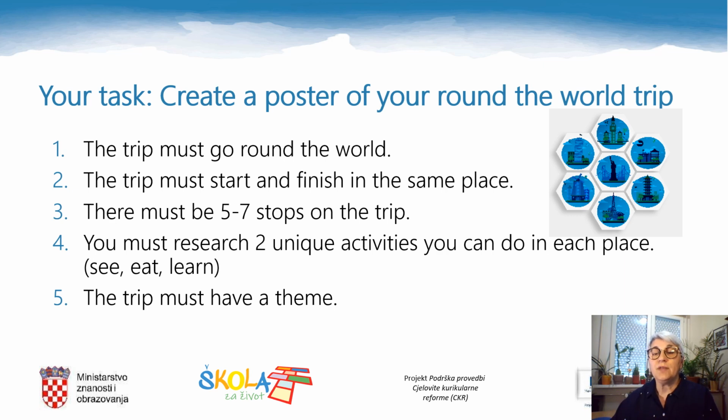And for each of the places that you choose as a stop on your journey, you must do some research and find at least 2 unique activities. Remember, things you can see there, food you can eat, activities you can learn. And then your trip must have the same theme, something you are interested in, like your hobby, like any activity that you like doing, and that can be the theme for your trip around the world.